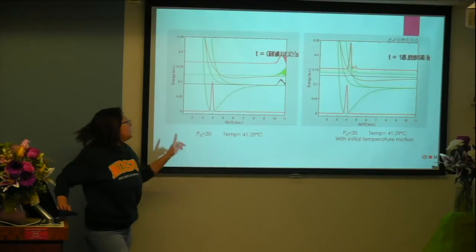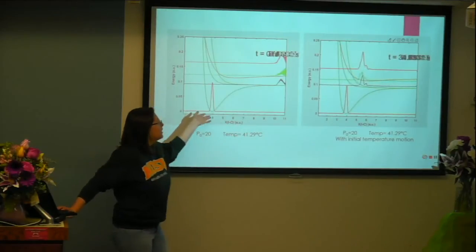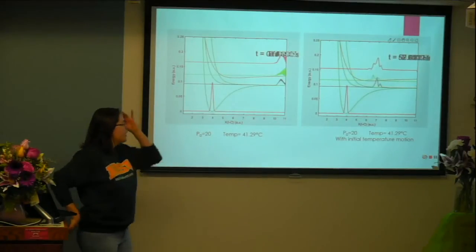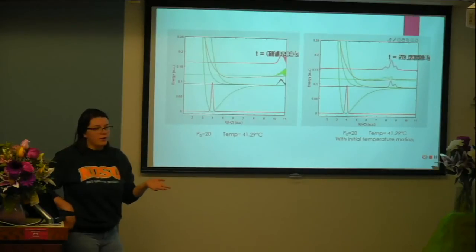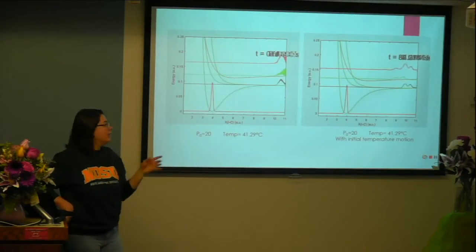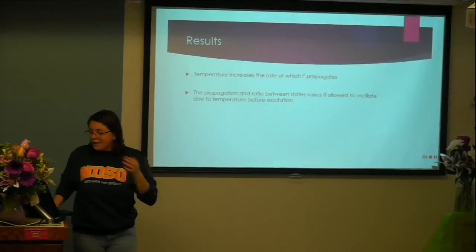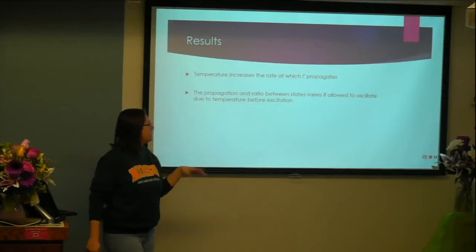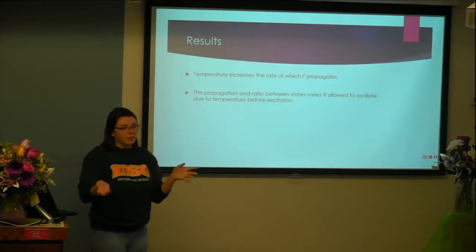So this is the same simulation, except this one was isolated previously. So you can see that it's very different looking than it was here, where this one had nice lines. This one has very different oscillating features to it. And they probably happen at roughly a similar time, but still a little different. So if I were to do this further, I would allow it to oscillate previous to the excitation to allow it to actually simulate the molecule correctly. So anyways, my conclusions were, temperature increases the rate at which the I-star state propagates, and then the propagation ratio varies if it's allowed to oscillate before it's excited.